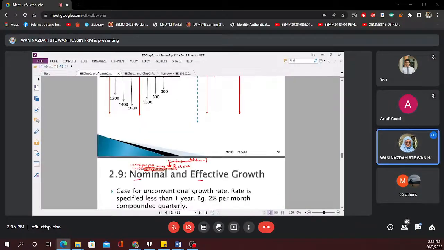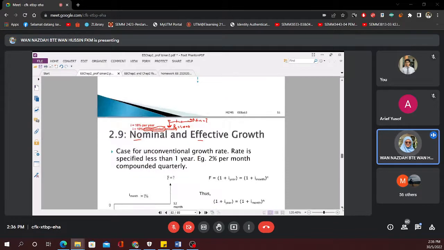All right. No question, then we shall start on the nominal and effective growth. For this, we have a little bit of difference. This is the actual situation. What you have been exposed to earlier is that you are given an interest rate of about 10% per year.